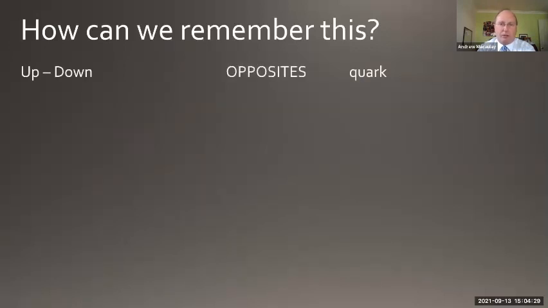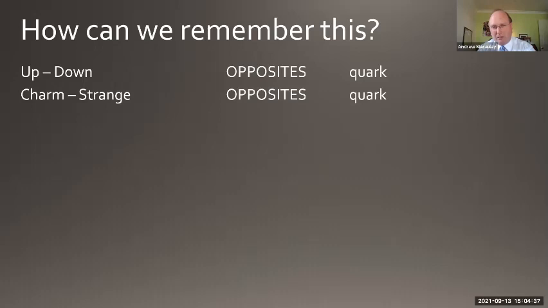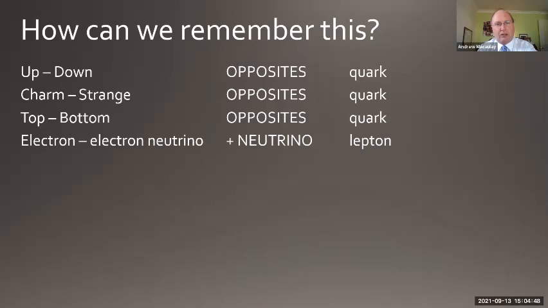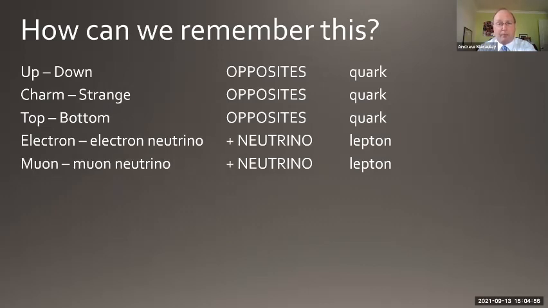Well, up and down are opposites, and that's a quark. So an up quark and a down quark. Charm and strange are sort of opposites; they're actually named for that sort of reason. Top and bottom pretty obviously are opposites. So those are all quarks. Then we have pairs. We have an electron and an electron neutrino, so we're just adding the word neutrino, and that's a lepton. We have muons and muon neutrinos, also leptons. We have tau and tau neutrinos, also leptons.